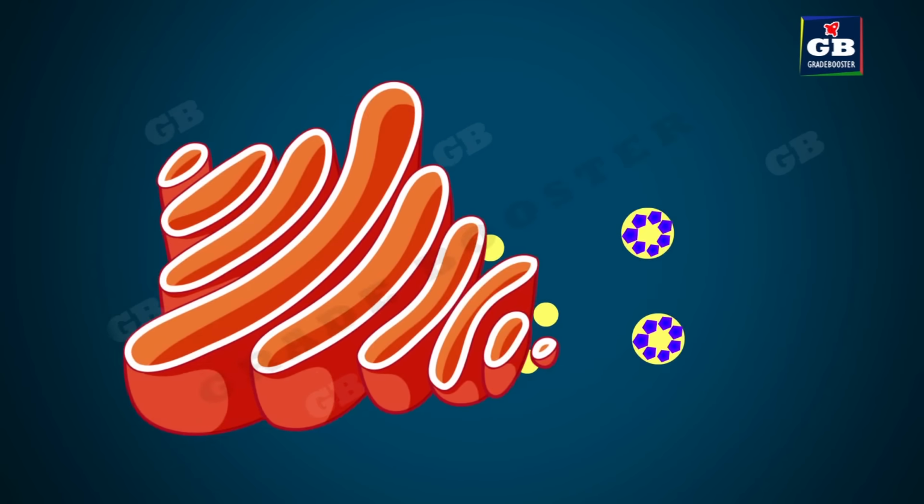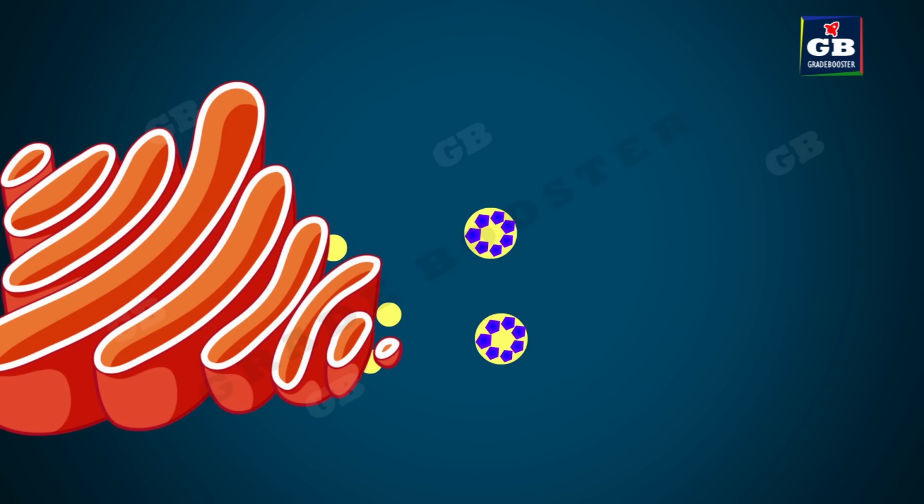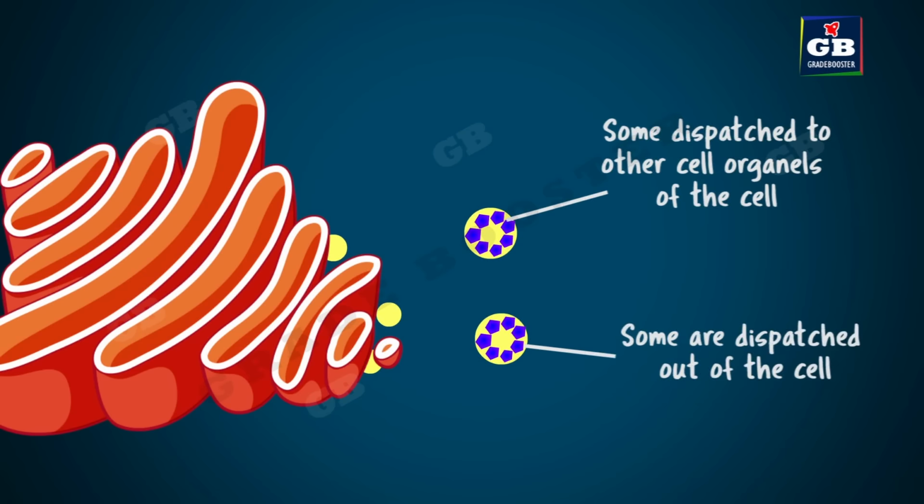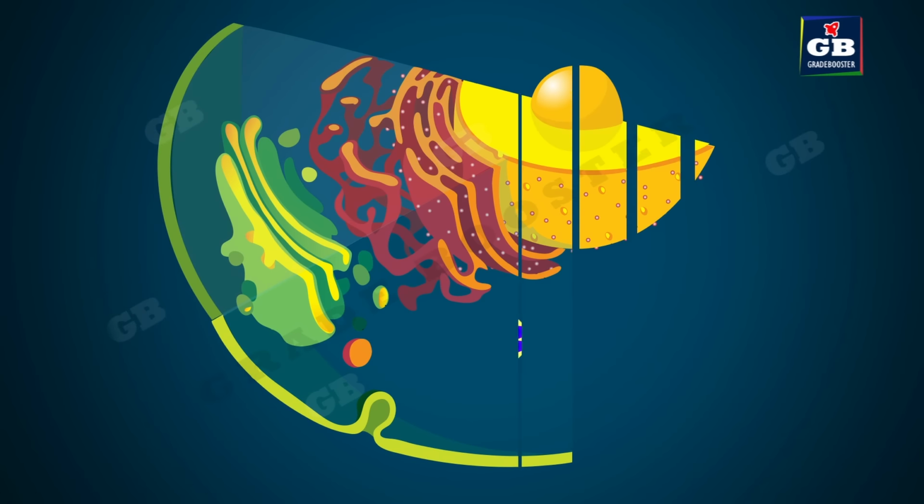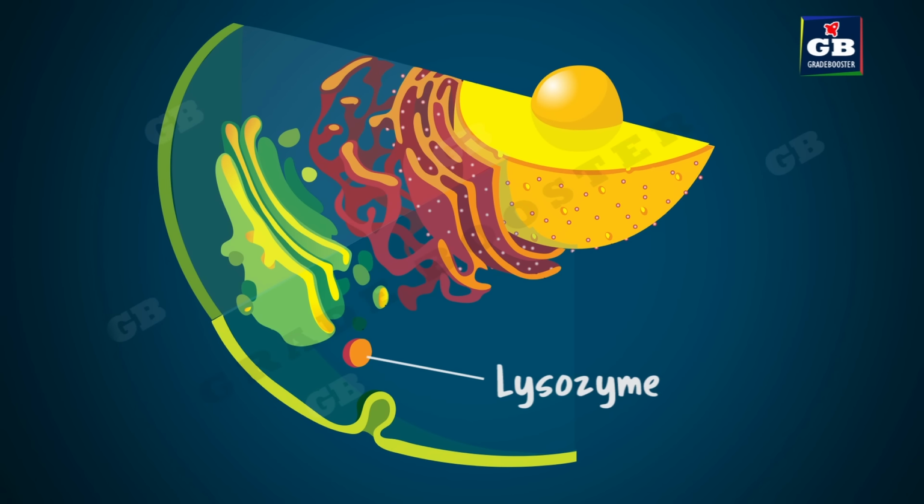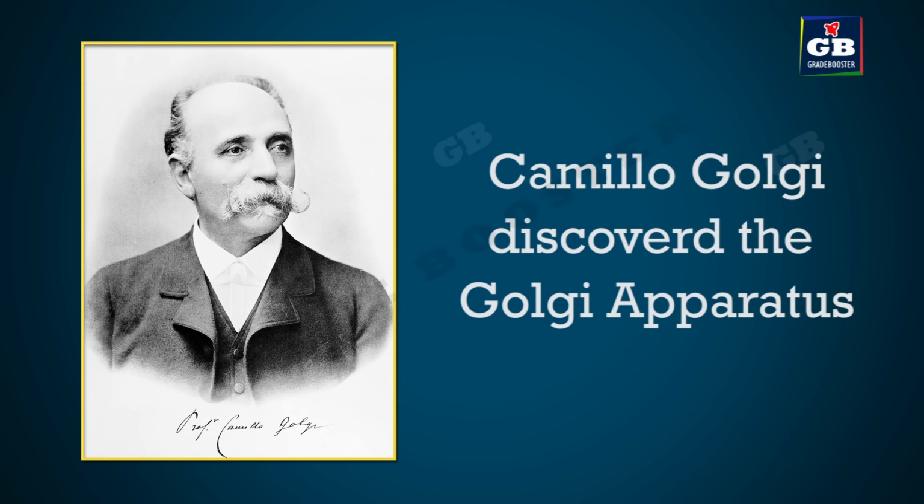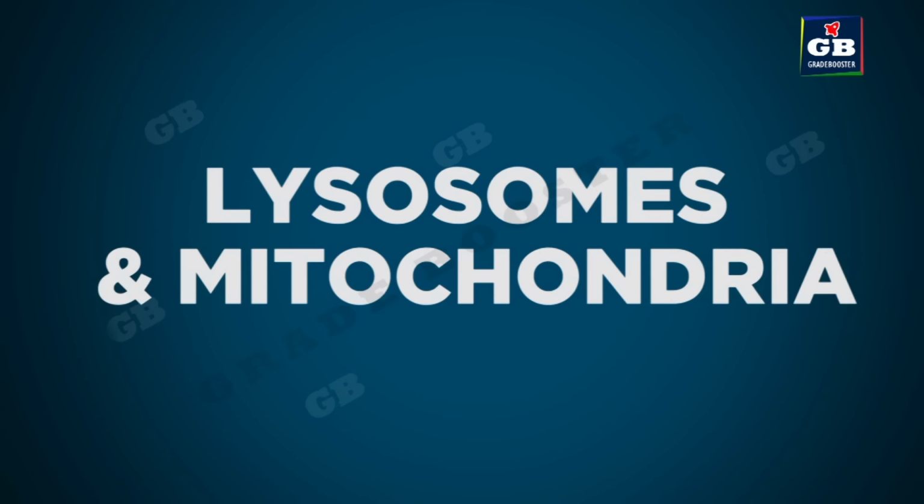These vesicles are delivered inside the cell to different cell organelles, or sometimes these vesicles are delivered outside the cell to the target location. The lysosomes are also prepared in this Golgi apparatus. Since these cell organelles were discovered by Camillo Golgi, these cell organelles are called Golgi apparatus.